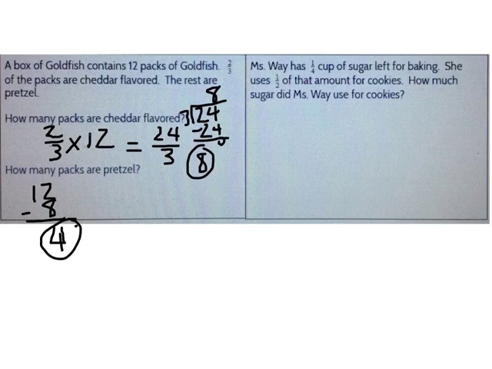Now let's look at the last question. Miss Way has 1/4 cup of sugar left for baking. She uses 1/2 of that amount for cookies. How much sugar did Miss Way use for cookies? Well, she started with 1/4 and she used 1/2 of that. What operation should I use to solve this problem? When I find a fraction of a number, I need to multiply 1/4 times 1/2. What's the result of 1/4 times 1/2? It's 1/8. Remember, when I multiply fractions, I can multiply the numerators, then multiply the denominators.